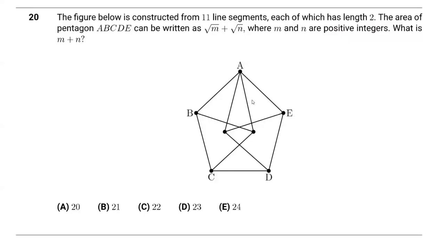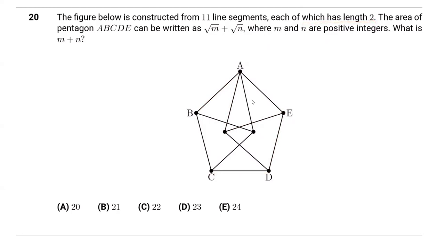Hello, one. So we have another AMC 10-12 problem. This was number 20 on the 10 and number 15 on the 12. What we are told is that we have 11 segments like this, and these are all equal to each other, 2 units for each one of these. The area of the pentagon is what we are looking for.